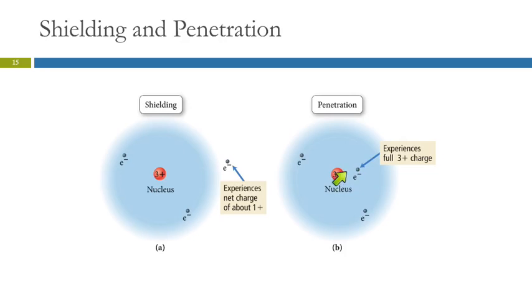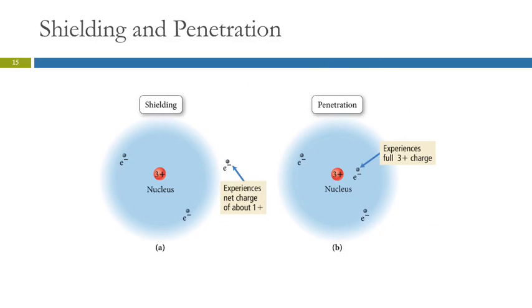Because see how close this guy is? Are these guys getting in its way at all? No. It's when we have these in a lower energy level than this one that they will shield, because this one then is pretty much outside. It's zipping around out here.